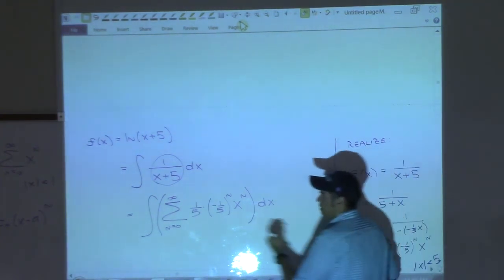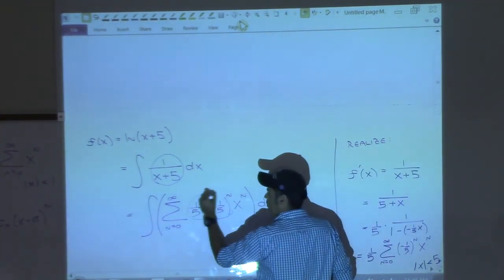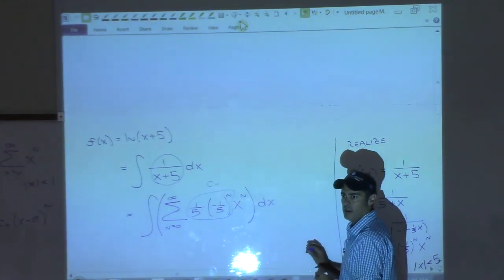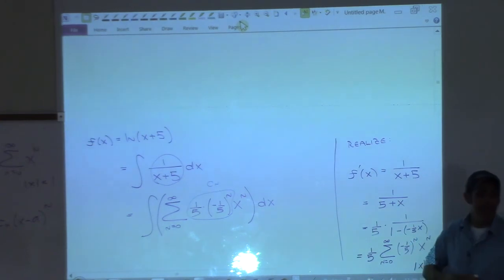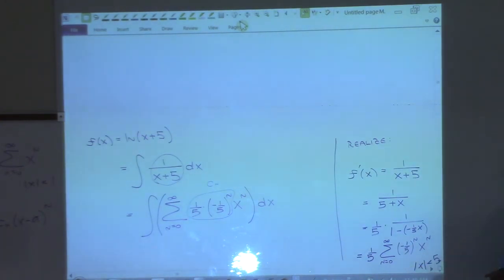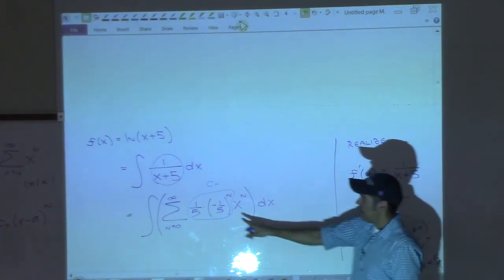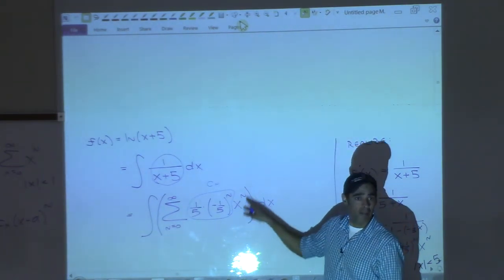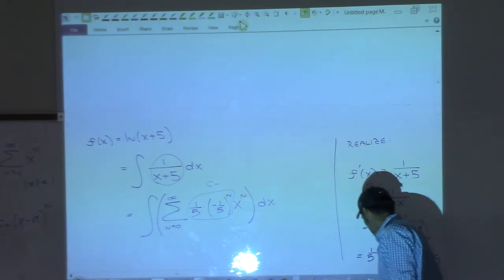Now this right here is our c sub n. So when we do the antiderivative, that doesn't get touched at all. This is our c sub n. And then this right here is our x to the n. So this is where the power is going to go up. All right, you all ready to do it?